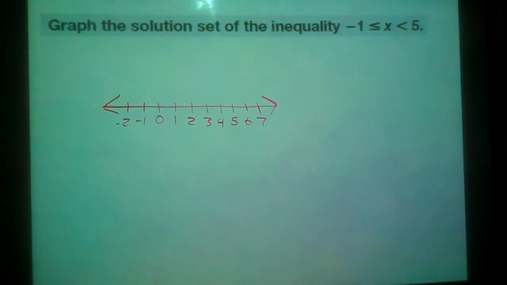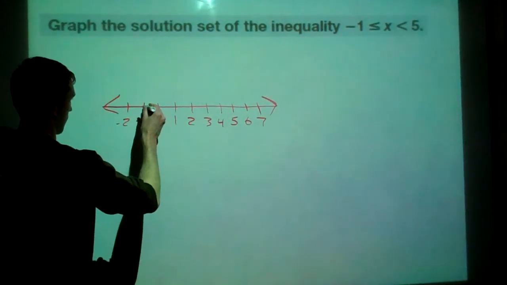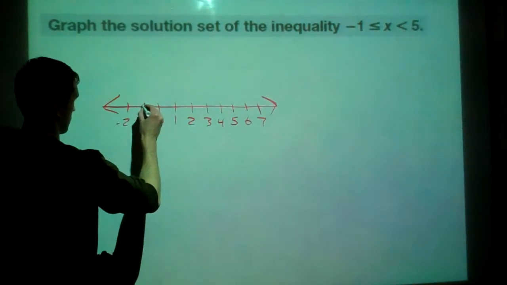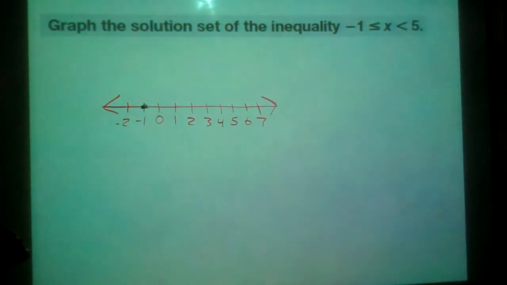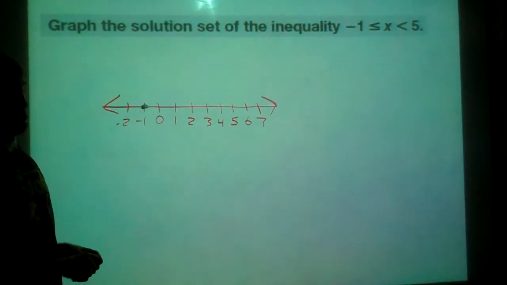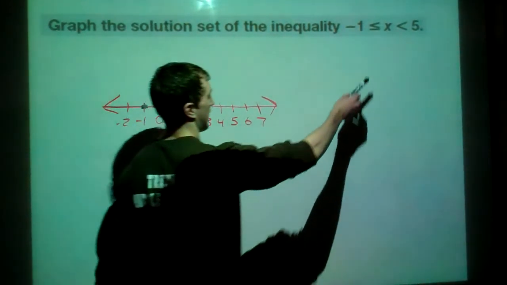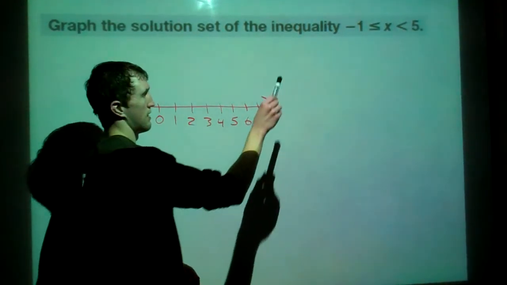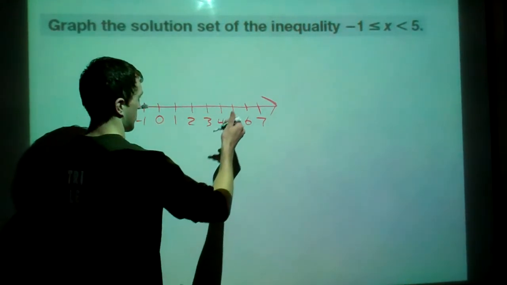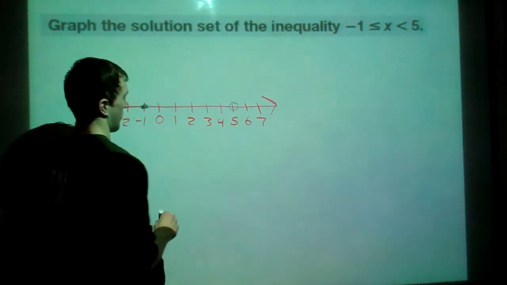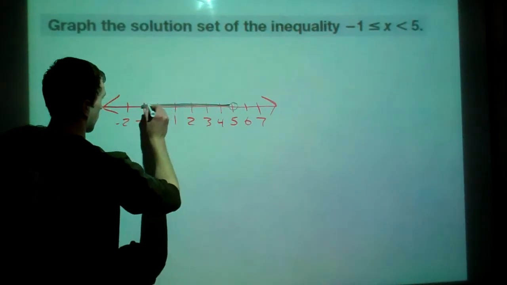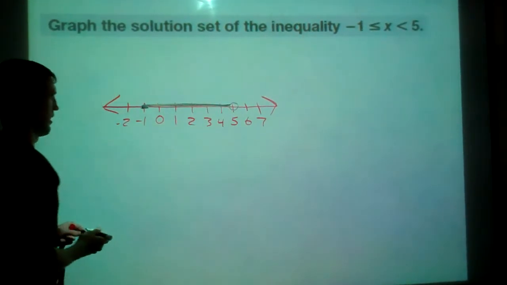X is greater than or equal to -1. That is a circle right here, and that is a closed circle. Alright? We are including -1 because x is greater than or equal to -1. That's what that line under here means, remember? So x is greater than or equal to -1, but x is less than 5. And we don't see that line there, so we're not including 5. So we have an open circle. Alright, and then we just connect those, just like that. And that would be our graph.